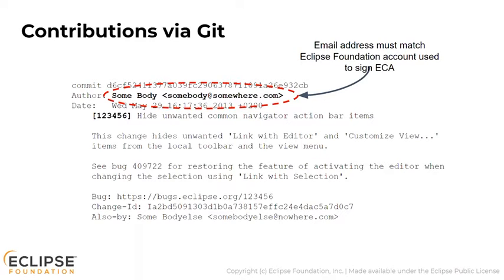Contributors who are not committers must have signed the Eclipse Contributor Agreement, or ECA. Committers are automatically covered by virtue of their committer agreement. We'll leave discussion of the various agreements for another session. Please note that anonymous contributions are not supported. If you have any reason to doubt the origin or provenance of a particular contribution, contact the IP team for assistance.